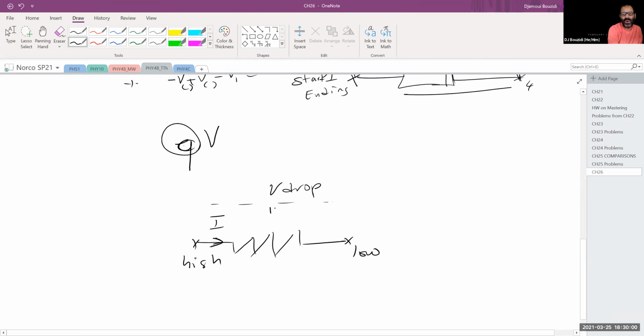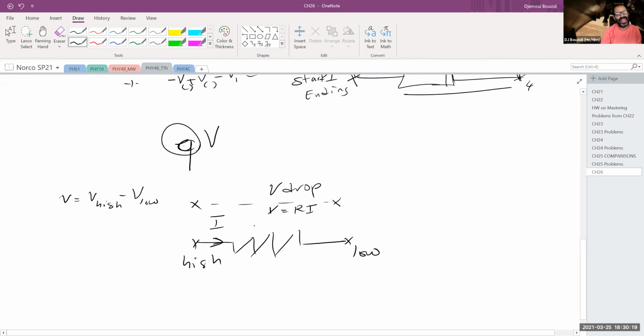So if I calculate Ohm's law, this voltage difference, which is V, in this case is going to be the V at the high point minus the V at the low point. That is what V is. That is what Ri is in this case.